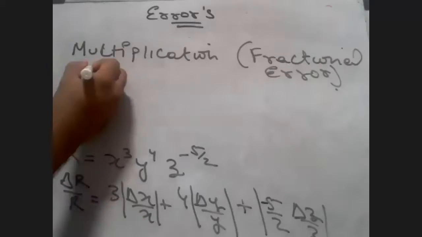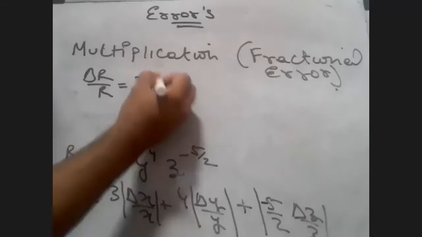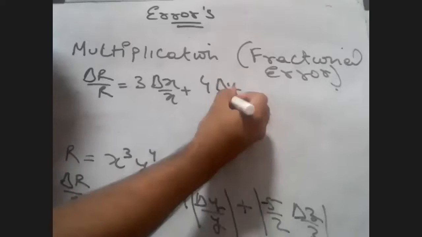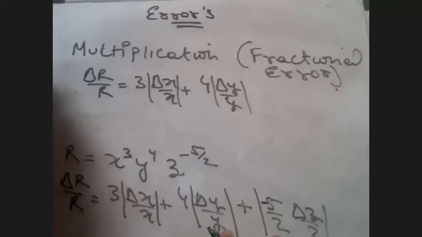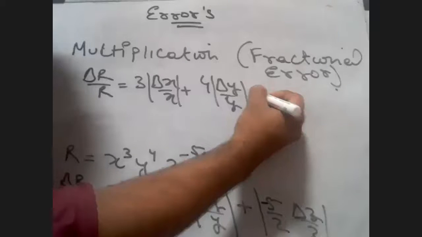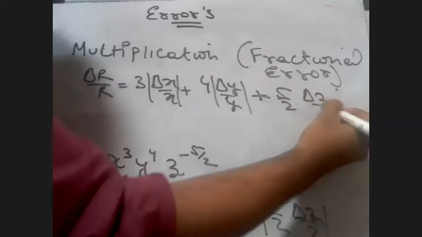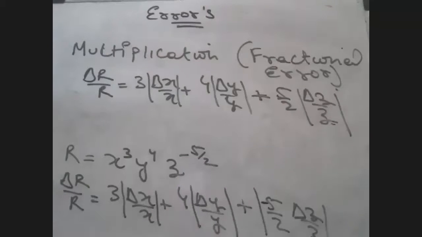So now, if I have to write this again, I can write delta r by r equals 3 into delta x by x plus 4 into delta y by y. Of course, this is a mod. But now, students, look here. Minus 5 by 2 is inside the mod function. So if I remove minus 5 by 2 from the mod, it will become positive. So I will write 5 by 2 delta z by z. You can see here that the negative sign vanished. There is no negative sign at all. Why? Because we are using a mod function.